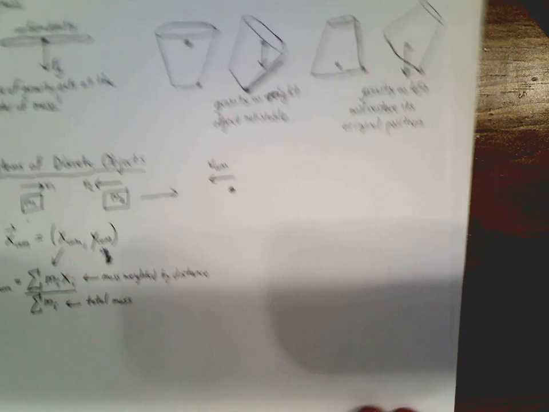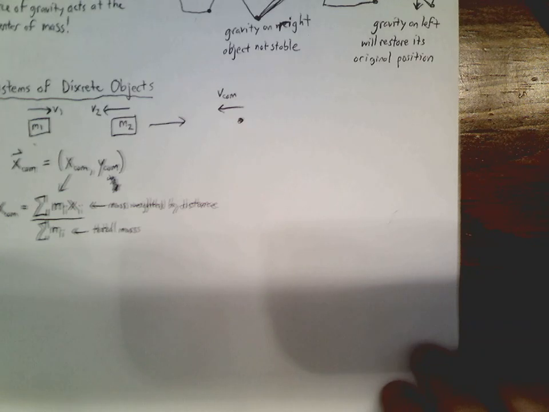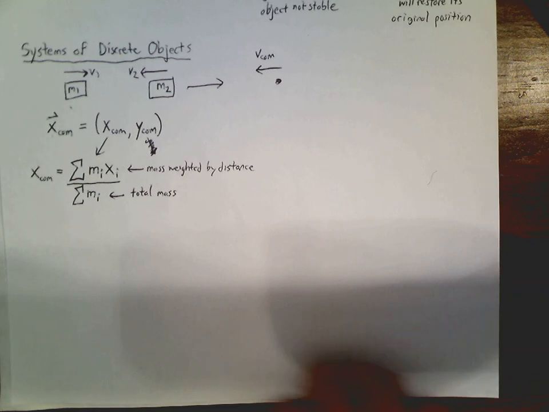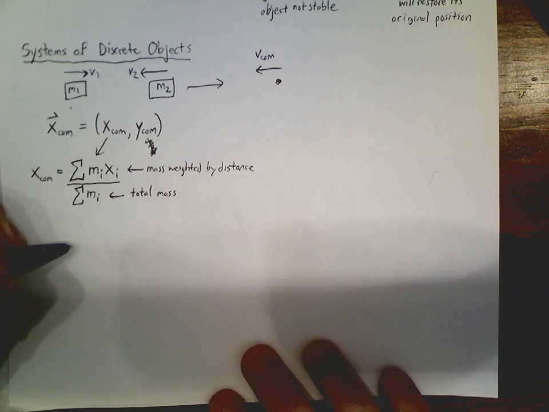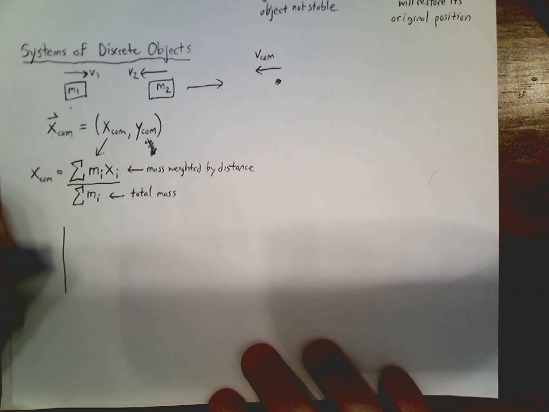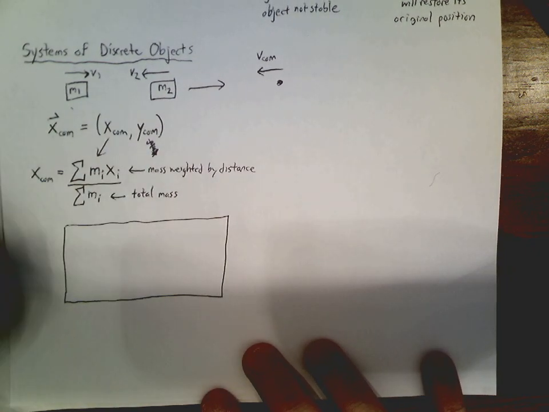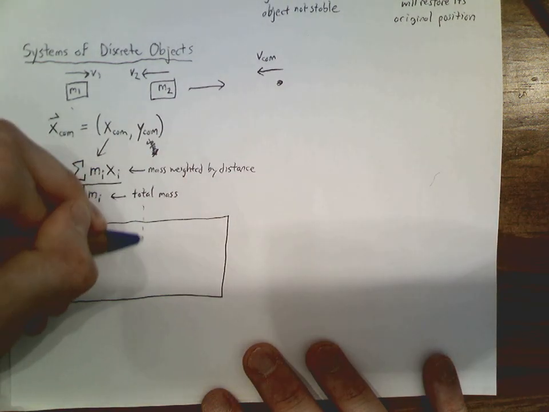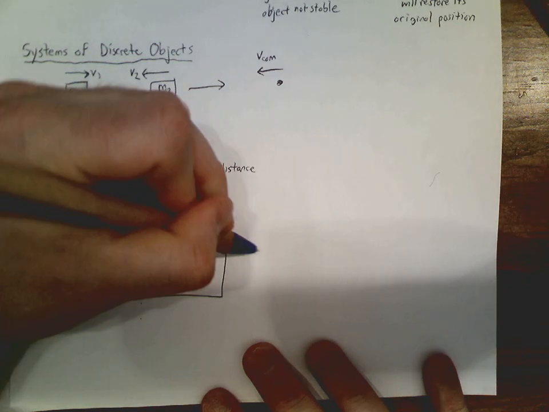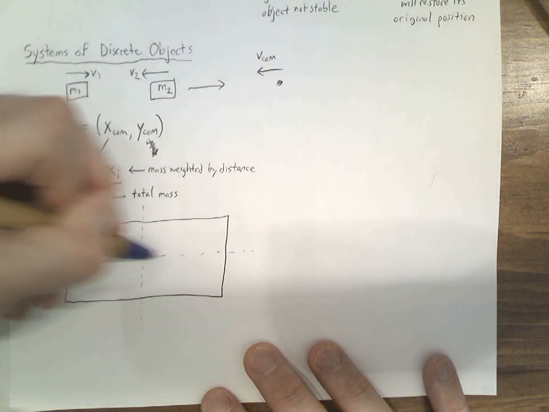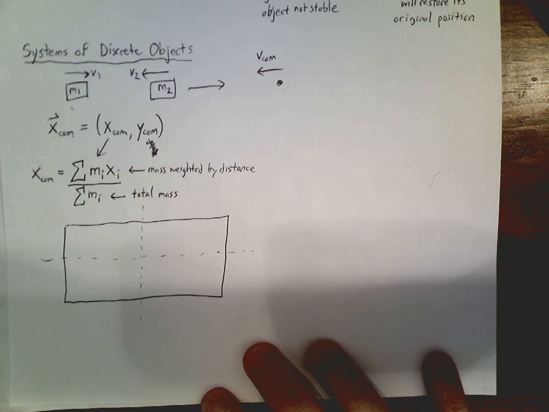So let's do an example. Let's see how we can actually employ this formula to calculate where the center of mass of a system would be. So let's imagine here on my table, I've got an array of random objects. We're going to define, for sake of reference, that the center of my table is the origin, and we've split it into four quadrants of where objects could be.